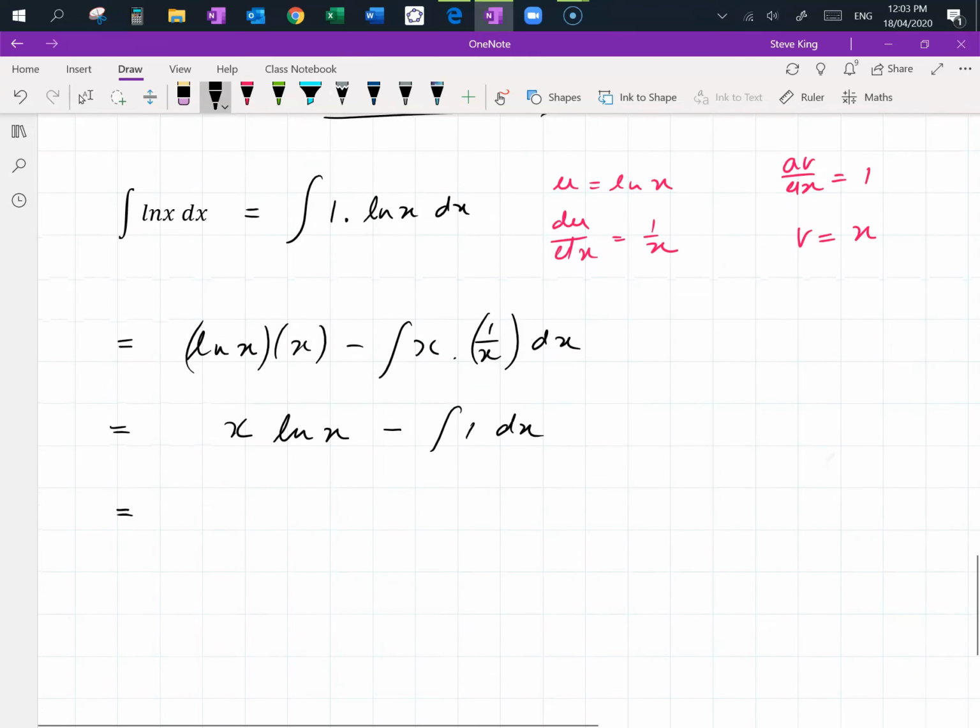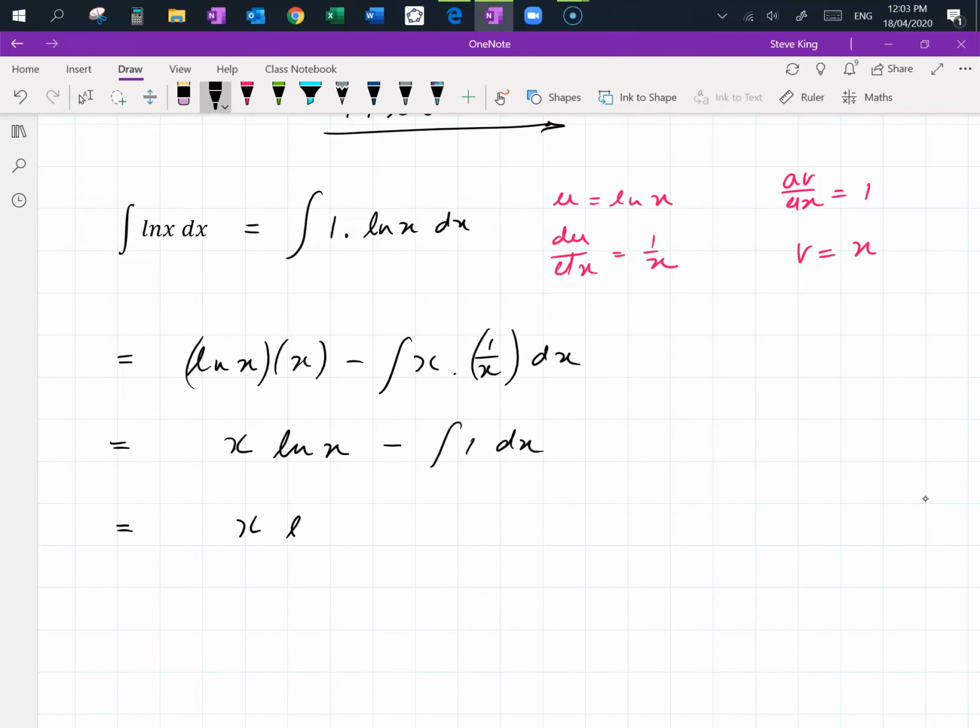In other words, I will have x ln x minus x plus c, and so I could say this is going to be x times ln x minus 1, plus c. And so I can get the integral of ln x, but it's a bit tricky. We get it through using integration by parts.